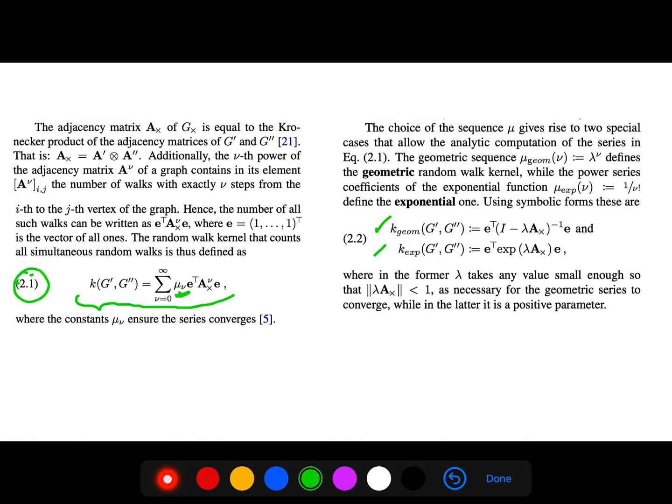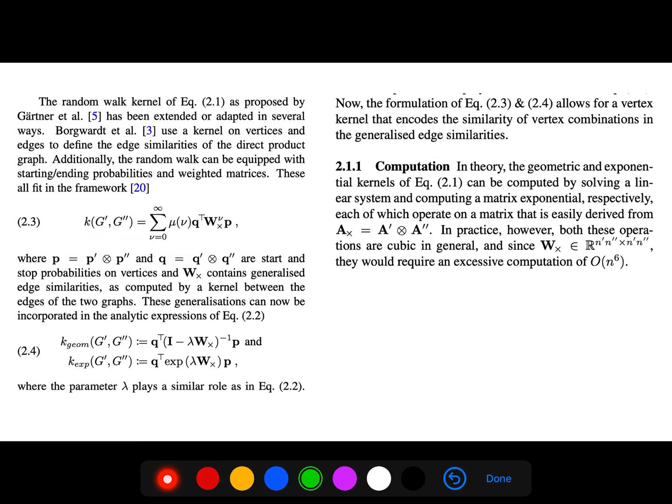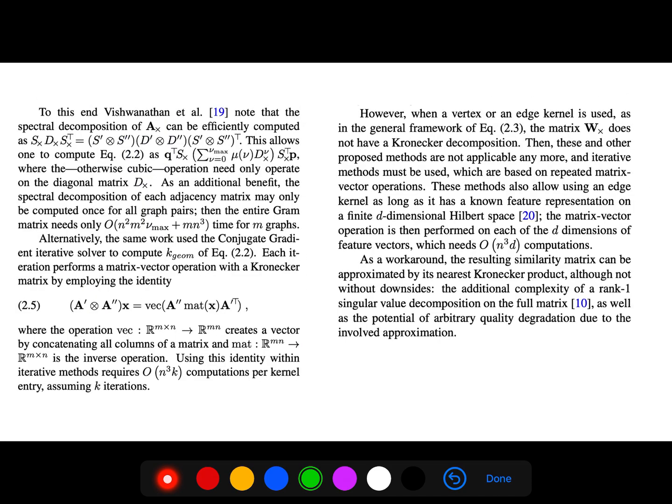This kernel defined here has been extended or adapted in several ways. Like this one, it can also be generalized in terms of the analytical expressions of equation 2.2. Alternatively, the same work used a conjugate gradient iterative solver to compute the geometric kernel, and each iteration performs a matrix-vector operation with a Kronecker matrix.